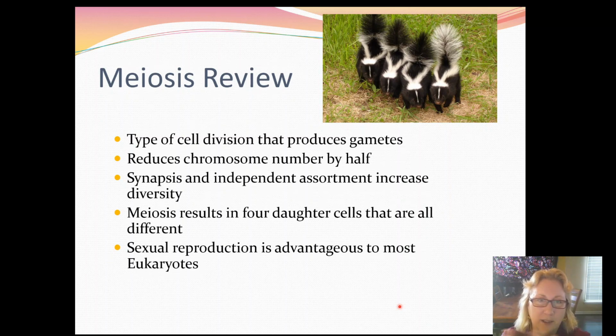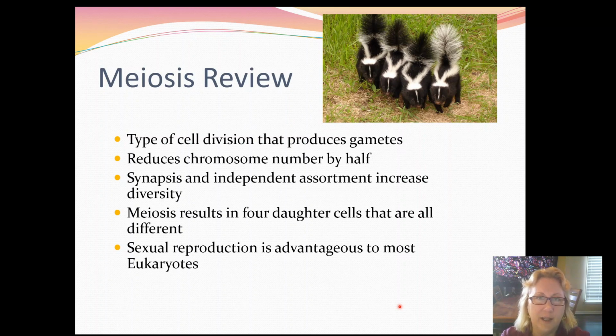And in protists, they could be the same size, and it could be just plus and minus, or a and alpha gametes. We reduce the chromosome number by half so that when syngamy or fertilization occurs, we restore the chromosome number. We have two processes that increase genetic diversity: synapsis and crossing over, and also independent assortment of the chromosomes. Meiosis results in 4 daughter cells that are all different. They're different from each other because of crossing over, and they're different from the mother cell in that they have half the number of chromosomes.